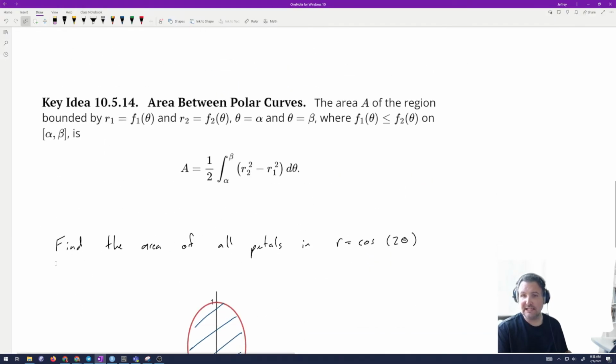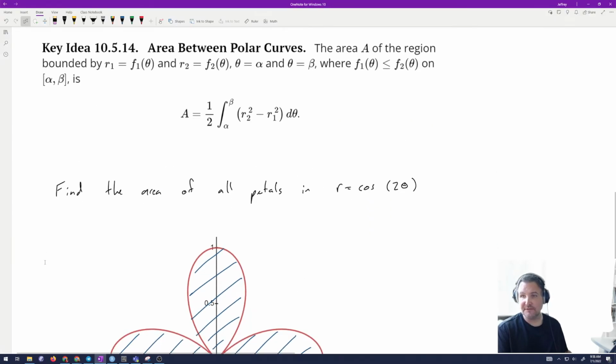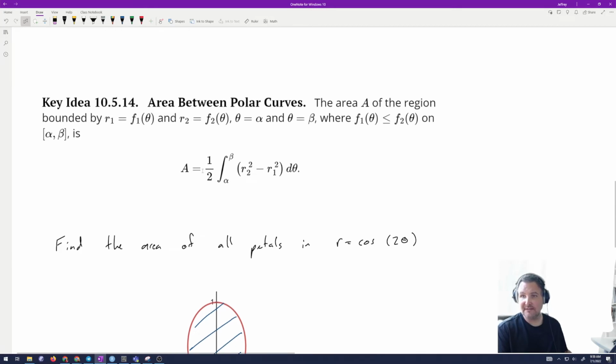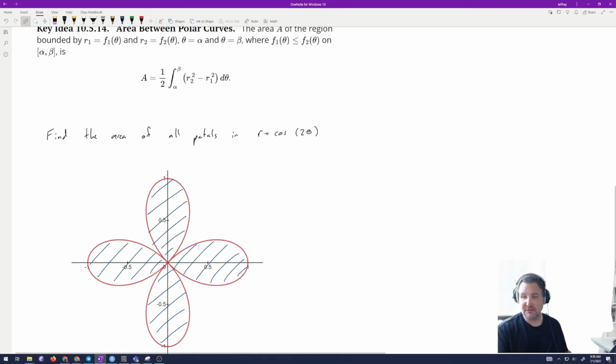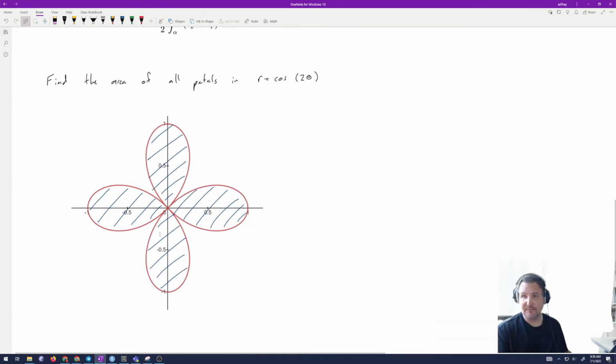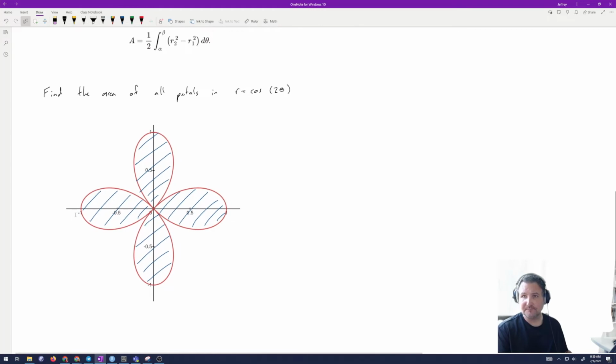Okay, now let's look at the area between polar curves. Here we have a nice formula for the area. This comes from looking at the Riemann sum of polar rectangles. I encourage you to look at that. But for an example, let's find the area of all the petals in the flower that we just found, r equals cosine 2 theta. So how do we go about doing this?